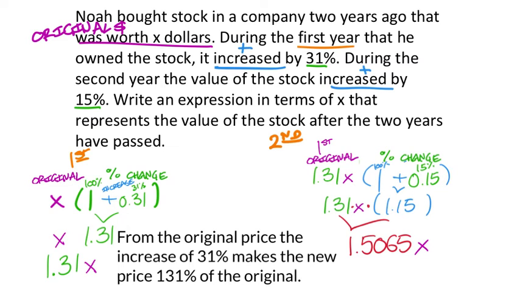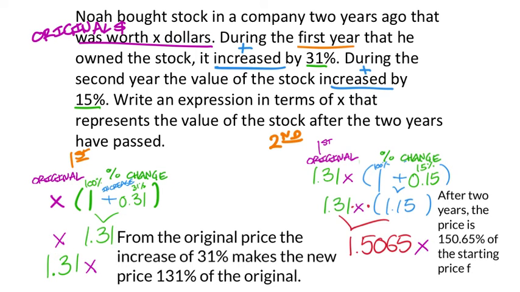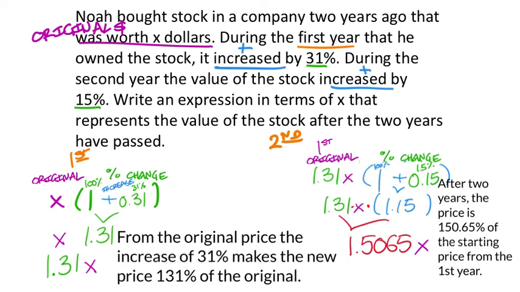Now this is after 2 years, right? So this means that after 2 years, which is all we really wanted right there, the price is 150.65% of the starting price from the first year. There you go. And that right there, again, is the expression that we're looking for on this one.